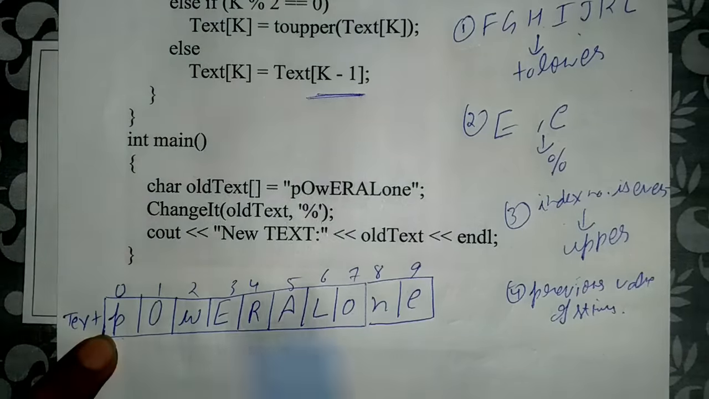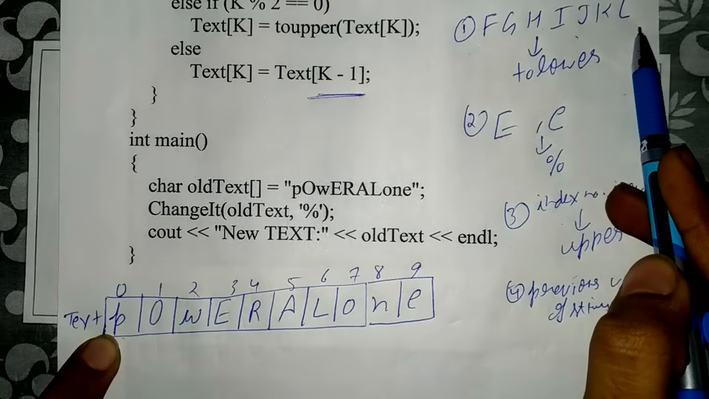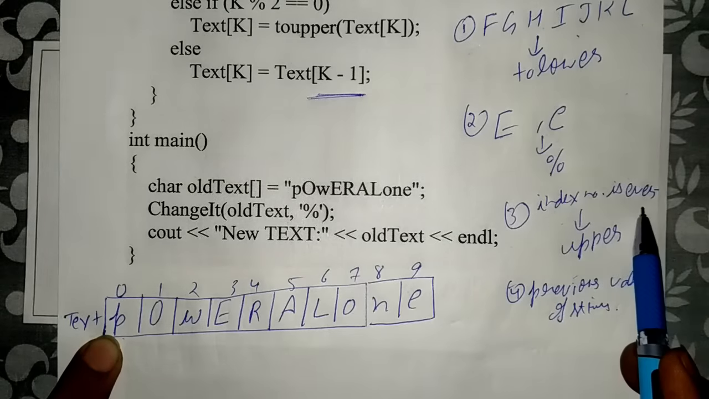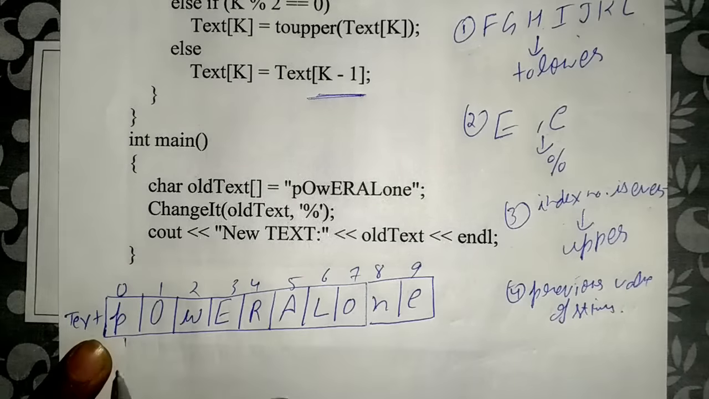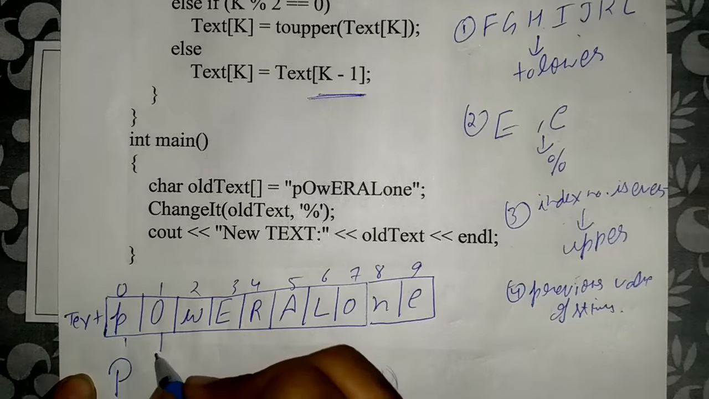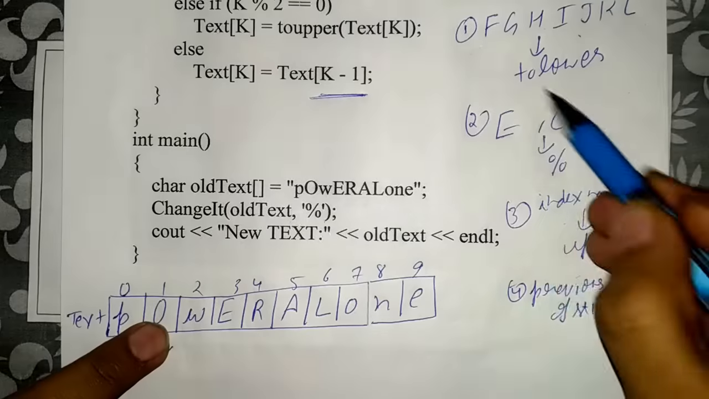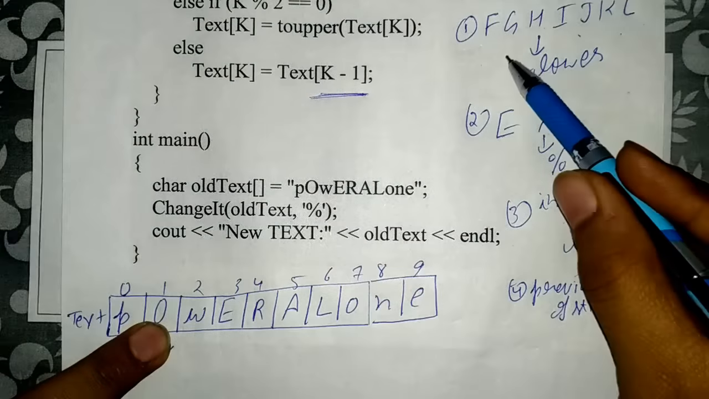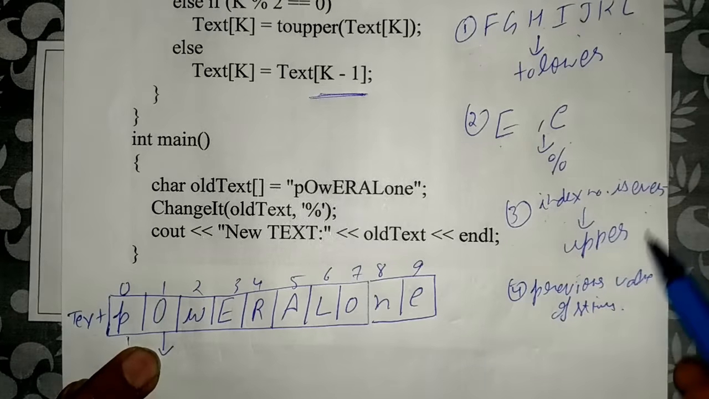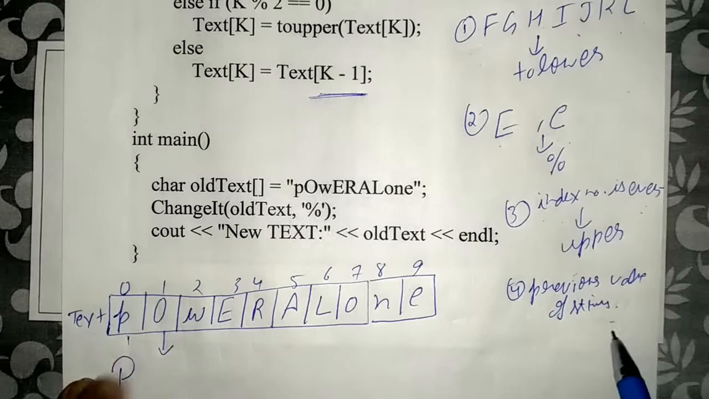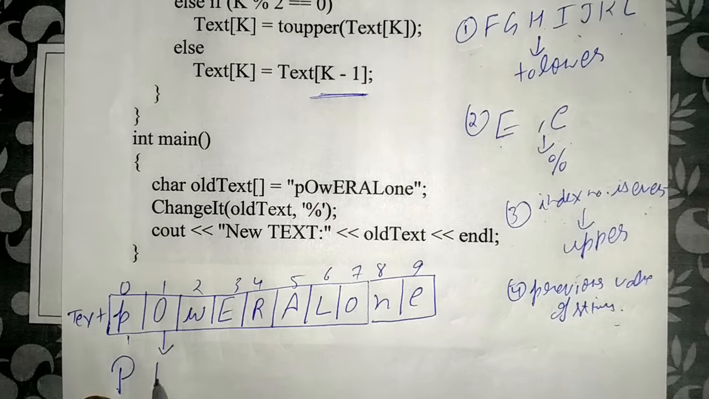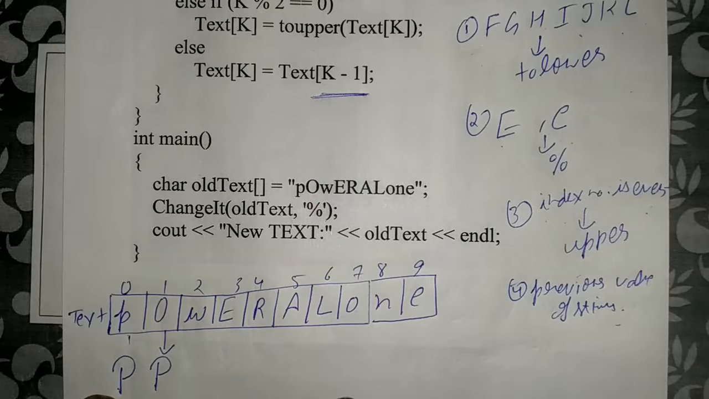First is p, doesn't lie in the first condition, not even in the second condition, but its index number is even, that means we have to convert it into uppercase, it will be capital P. Second case, O, doesn't lie in the first condition, it's not e or small e, index number is not even, that means we have to put the previous value of string, and previous value of string is now changed, capital P, that means it will also be capital P.